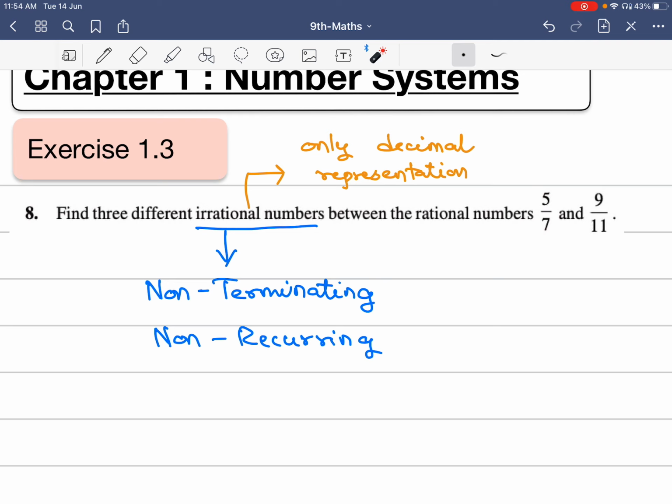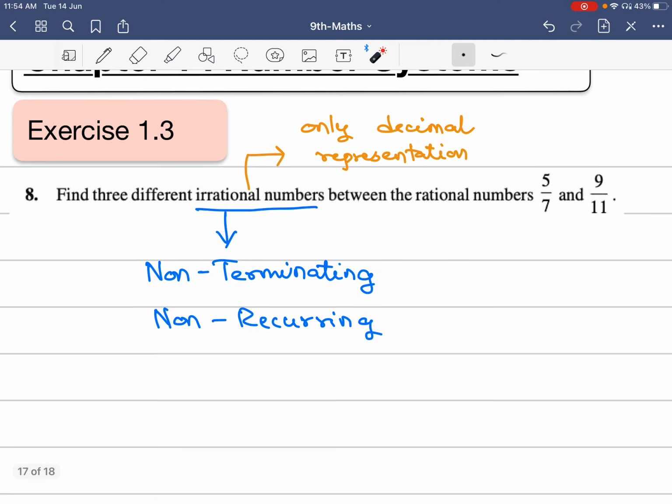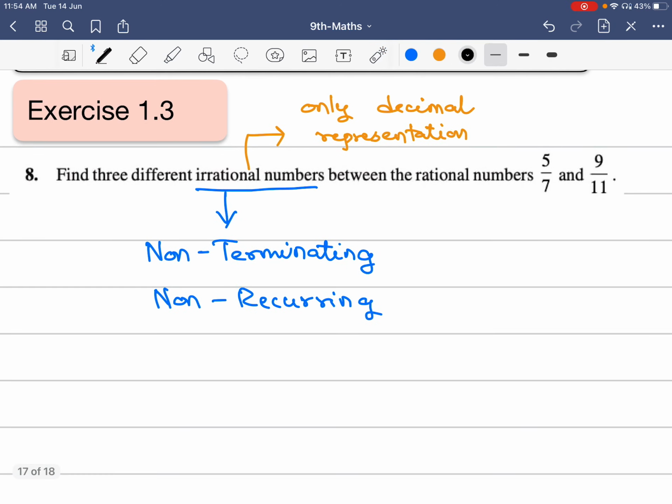These two numbers are in p by q format, they are fractions. We need to convert these fractions into decimal representation. Once I know the decimal representation of these two numbers, then I can find three numbers between these two numbers. Okay, so let's do that. I'm going to just note down the step. So let me write here. Step number 1.